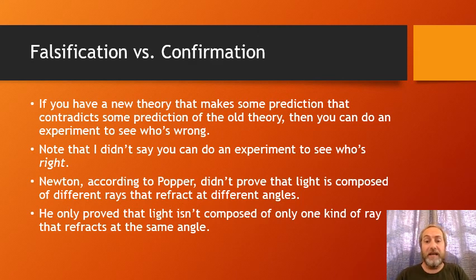So what Newton did, according to Popper, he did not actually prove that light is composed of different rays that refract at different angles. So he didn't prove his theory. What he did is disprove the other theory. He proved that light isn't composed of only one kind of ray. Right?